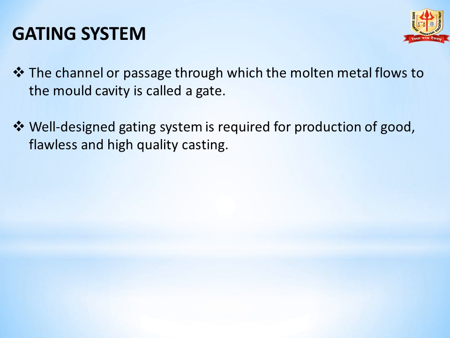Now we see gating system. The channel or passage through which the molten metal flows to the mold cavity is called a gate. A well-designed gating system is required for production of good, flawless and high-quality casting.